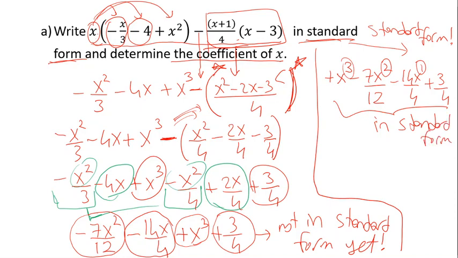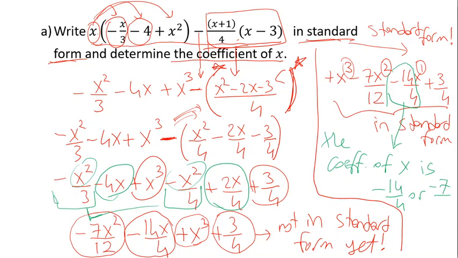And what is the coefficient of x? The coefficient of x is definitely this term here. The coefficient of x is negative 14 over 4, or you can do the simplification. It is negative 7 over 2.